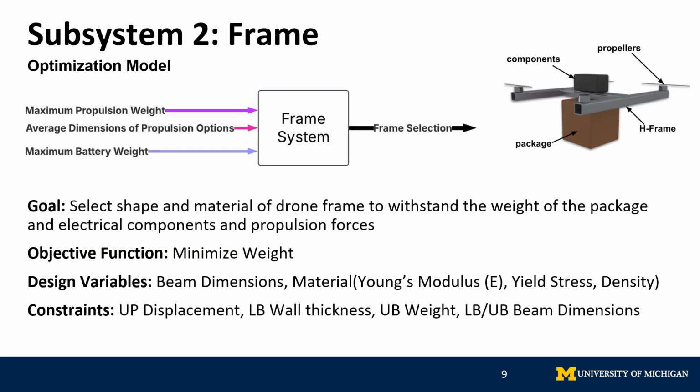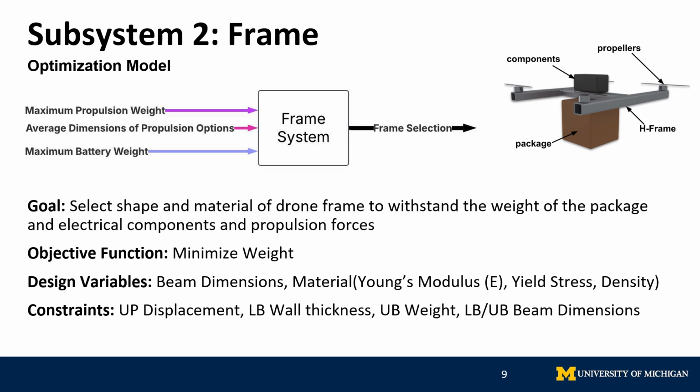The goal of the frame subsystem is to select the most efficient frame dimensions and material to withstand the weight of the package and electrical components as well as the forces from the propulsion system while minimizing weight. The design variables for this optimization are the inner and outer dimensions of the drone's three beams, which are oriented in an H shape, as well as their material options. The system is constrained by the maximum allowable displacement of the center beam, the mounting requirements of the motor, and the maximum weight allowed by the propulsion subsystem.